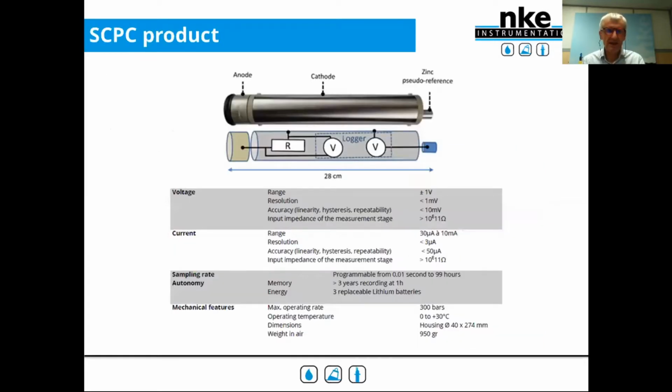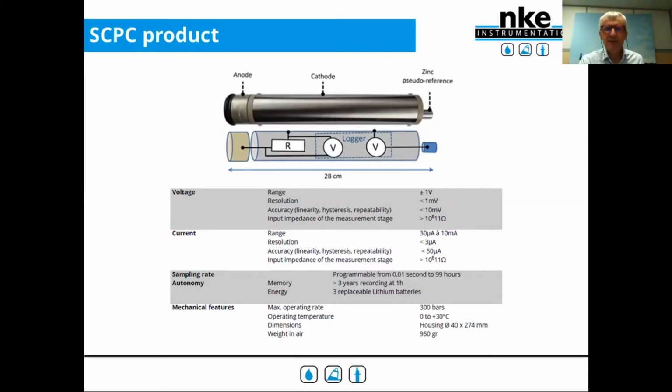So this is the SCPC product. This product was developed very long time ago, more than 20 years, with the participation of IFREMER and also with the collaboration of Institut de la Corrosion. Institut de la Corrosion is a French institute based in Brest, and it's a subsidiary of the Swedish Corrosion Institute. So as I explained to you, this is the SCPC product that I can present to you here. This is the size, real size.